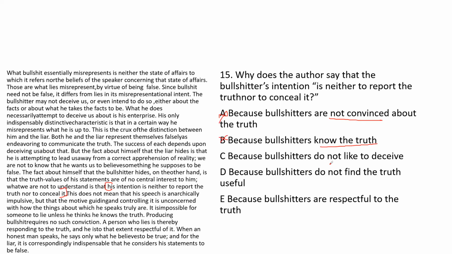Option C, bullshitters do not like to deceive. But we know bullshitters deceive. That's clearly given to us, and that's not the idea given over here. D says bullshitters do not find truth useful. This is clearly given, because it says the truth values are of no central interest to him. So this is something which is mentioned. And option E again goes out because respectfulness is not discussed. So the answer is option D.